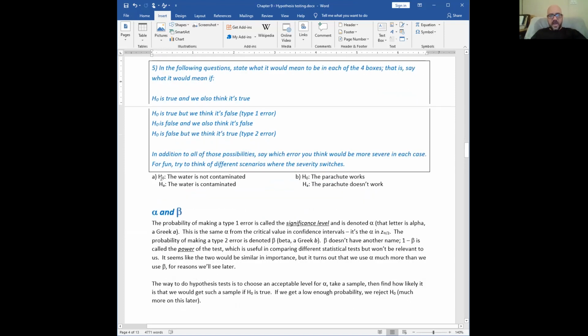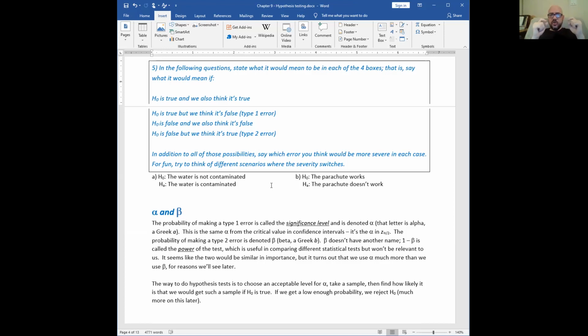Okay, here's the idea. For part A, we've got a null hypothesis of water that is not contaminated versus an alternative of water is contaminated. These are definitely contradictory, which is what we need in hypotheses. A correct decision would be if we fail to reject the null hypothesis correctly, that would mean we think the water isn't contaminated, and it's not. We think it's safe to drink, and we drink it, and everything's fine.